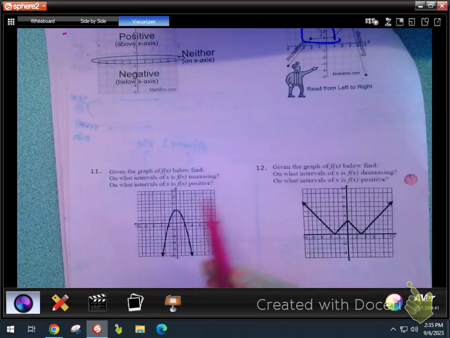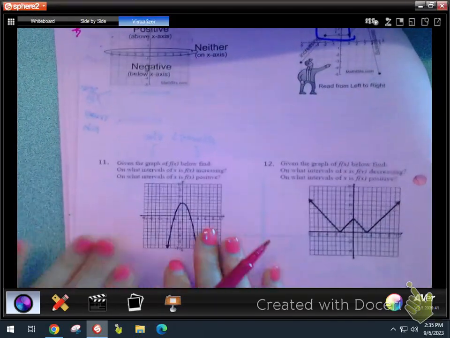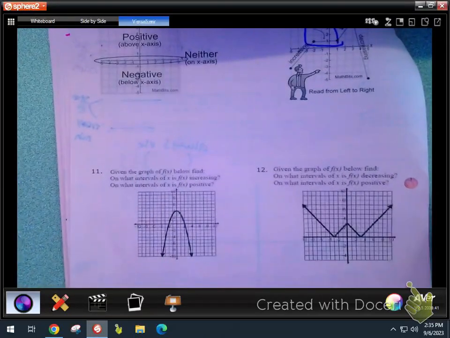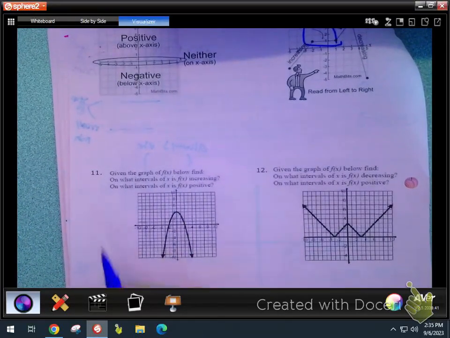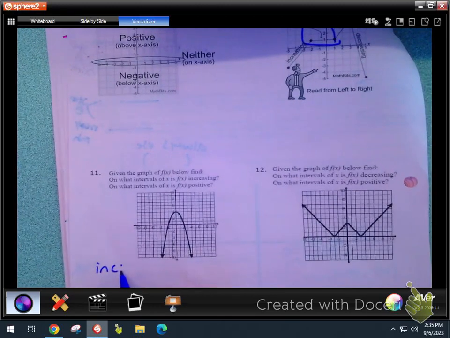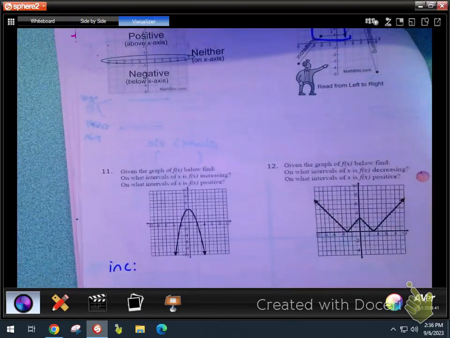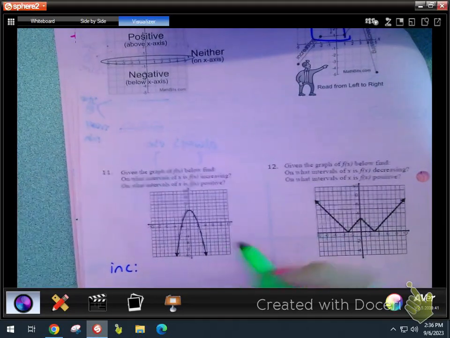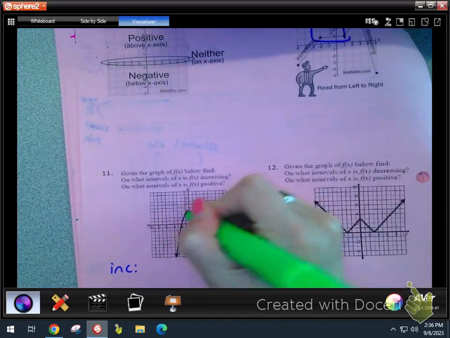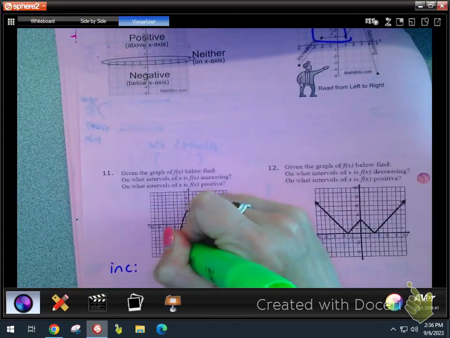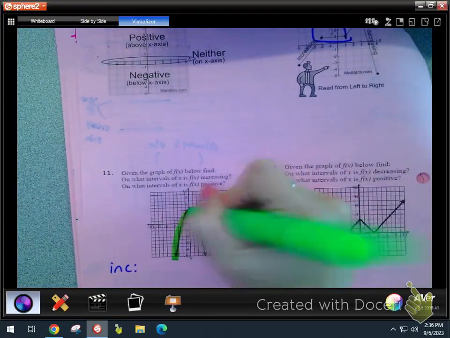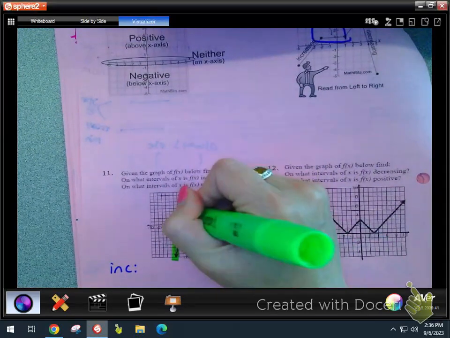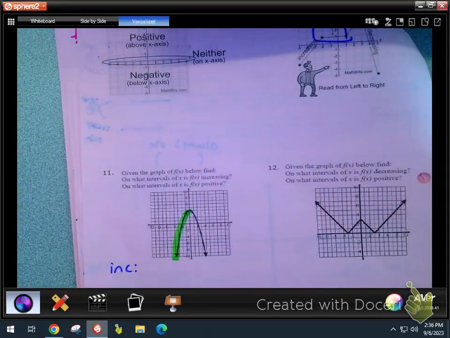Given the graph of f of x here, it's a nice, pretty parabola. Remember, this is what's coming: quadratics. It's going to be a fun time. What intervals is f of x increasing? Let's answer that one first. How many intervals is our graph going to be increasing? One. Can you highlight or draw on your graph where it is increasing? Left to right, people. Am I increasing at the beginning or at the end? At the beginning. I am increasing all the way up to this little maximum. I highlighted that in green.